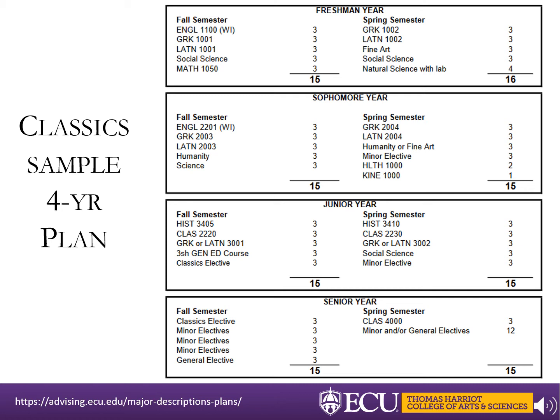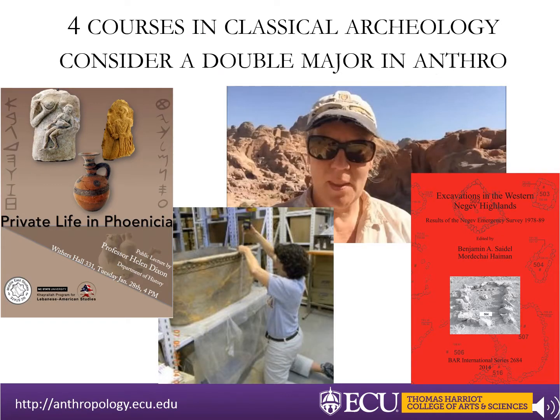And if you go to this website down here at the advising site, they'll also have a sample plan for the classical civilization concentration. One of the great things about this BA in multidisciplinary studies and our concentrations in classics is that it's very possible to do a double major with other degree programs.